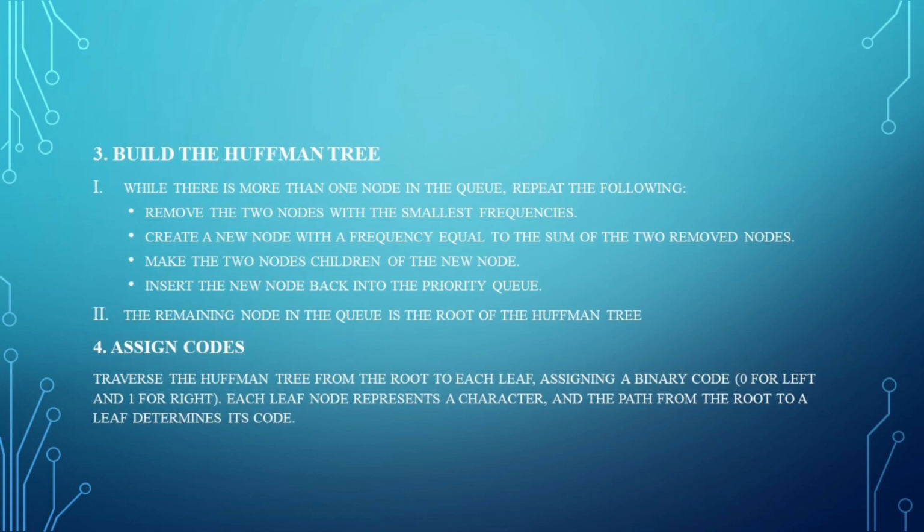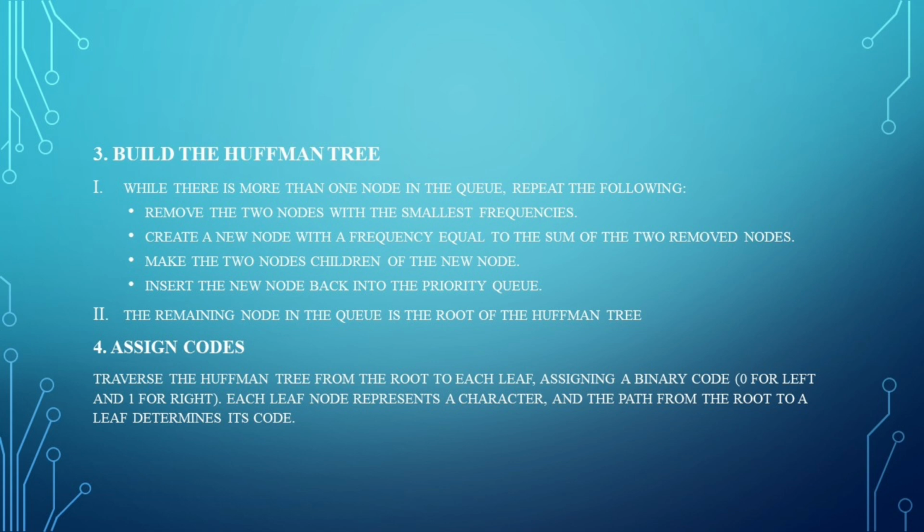3. Build the Huffman tree. While there is more than one node in the queue, repeat the following. Remove the two nodes with the smallest frequencies. Create a new node with a frequency equal to the sum of the two removed nodes. Make the two nodes children of the new node. Insert the new node back into the priority queue. The remaining node in the queue is the root of the Huffman tree.